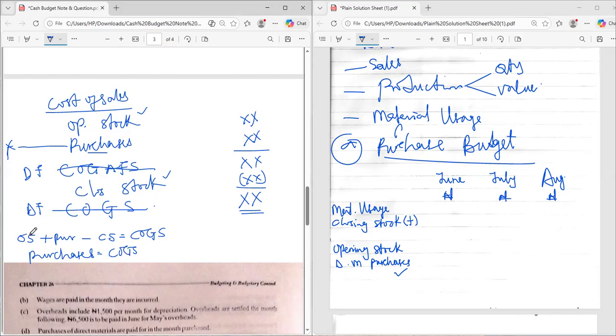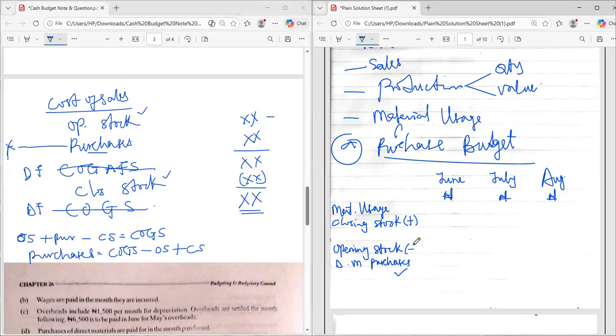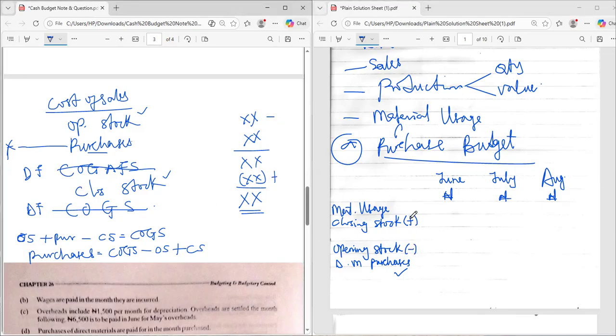Minus opening stock. Why are you looking like you don't understand what I'm trying to say? When you are doing change of subject formula, plus returns to minus, minus returns to plus. Since we are looking for purchases, this opening stock that was added here will be subtracted. And this closing stock will be added because it was subtracted before.